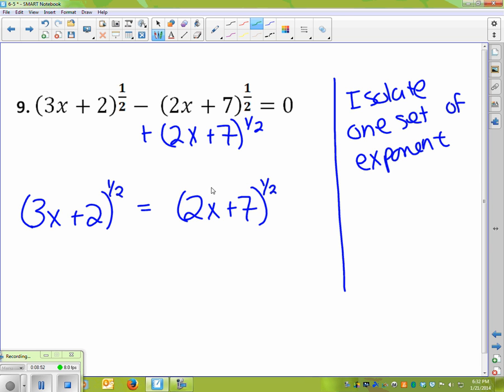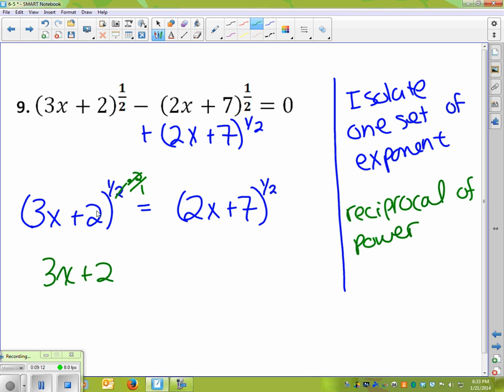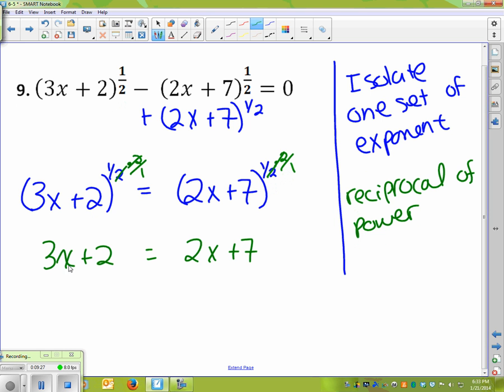Now, when I multiply by the reciprocal of the power, the reciprocal of 1/2 is 2. The 2's cancel, leaving me with 3x plus 2. And I have to do it to both sides of the equation, and both exponents cancel out. So we really like it when you've got the same exponent on both sides of the equation. Now I can solve 3x plus 2 equals 2x plus 7.